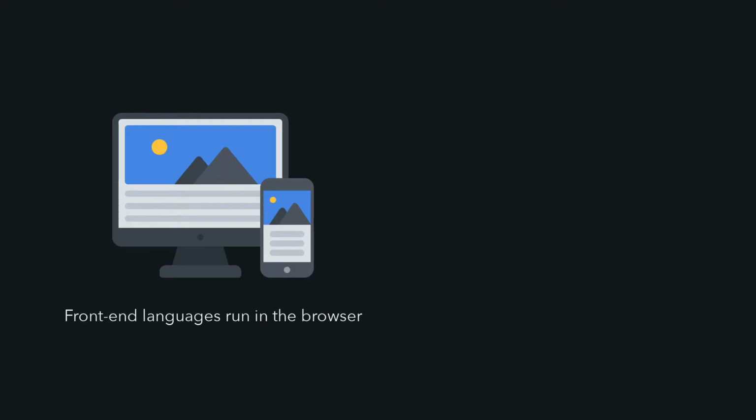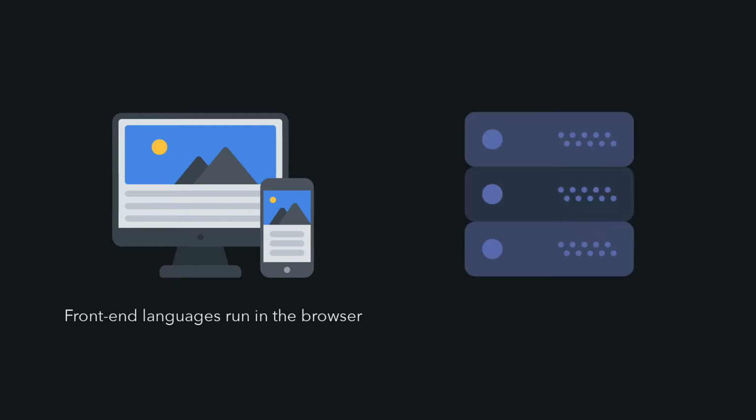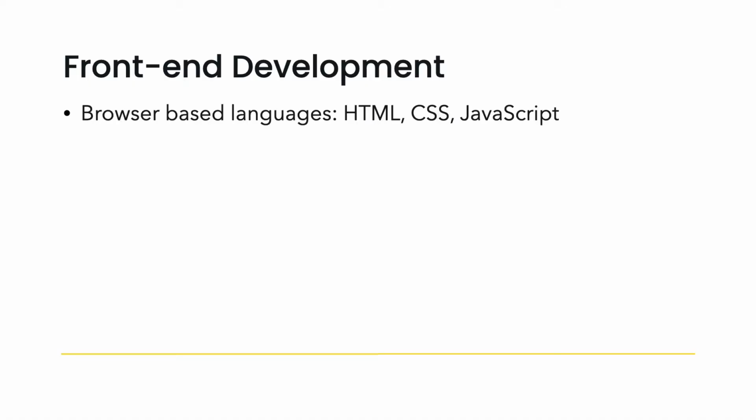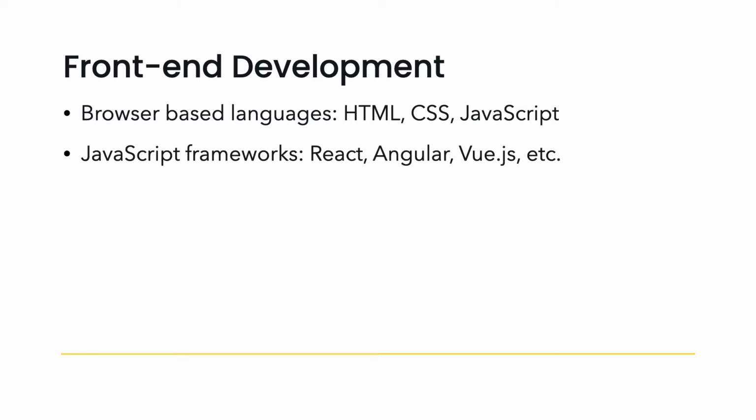Front-end refers to the languages that run in the browser, while back-end languages run on a server. Most developer jobs are also broken down into these categories. Front-end developers work with browser-based languages: HTML for displaying content, CSS for adding styles, and JavaScript for interactivity. With the growth and popularity of JavaScript-based frameworks such as React and Angular, front-end technologies can also be used to create functionality that was once reserved for back-end languages.